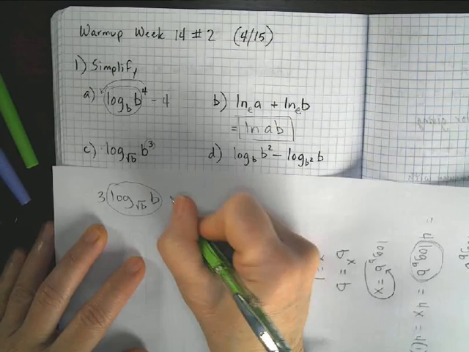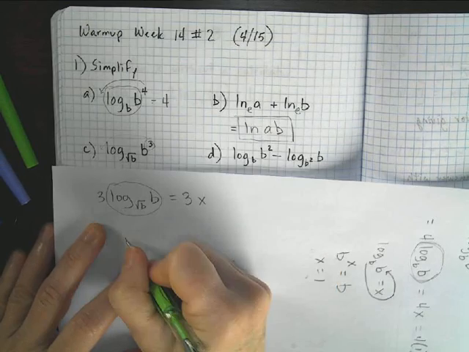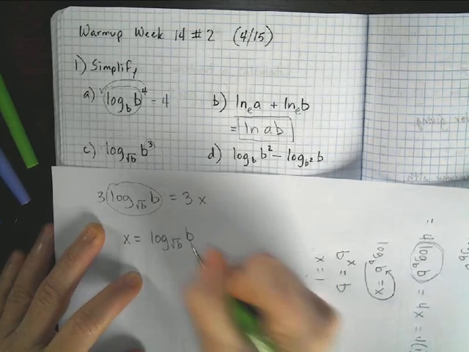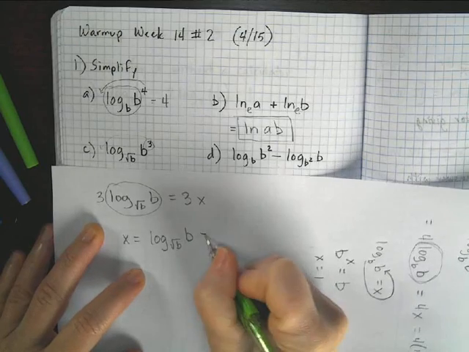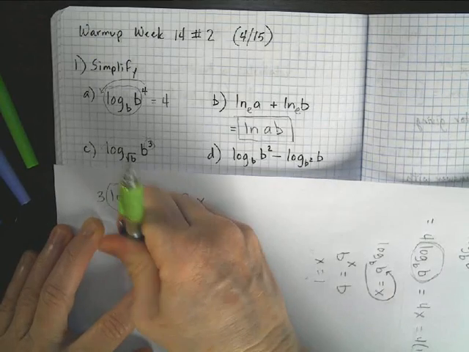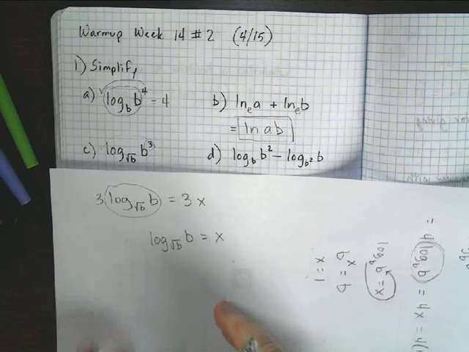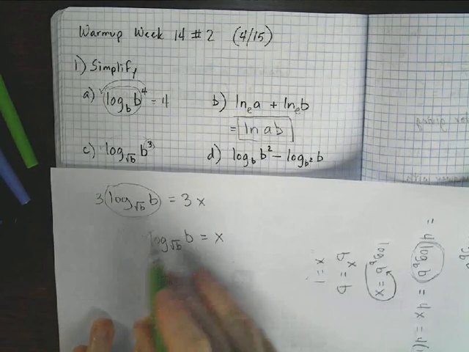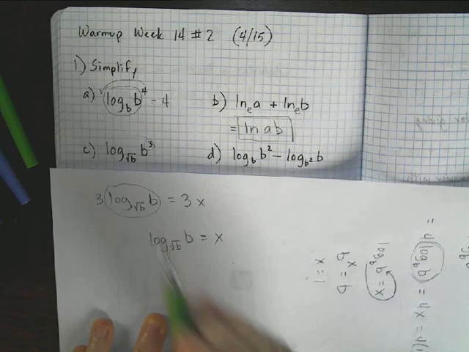So I'm going to change this to 3x, where x is equal to log square root of b to the b. Or I actually kind of like putting the equals x on this side. I don't know why, but I like to, so I'm going to put it on this side. All right, so let's see what happens if I rewrite this in exponential form, because right now this kind of looks like that, but not exactly.